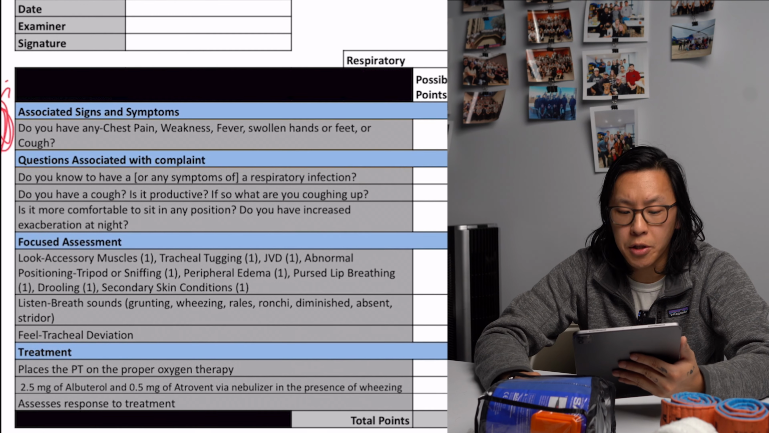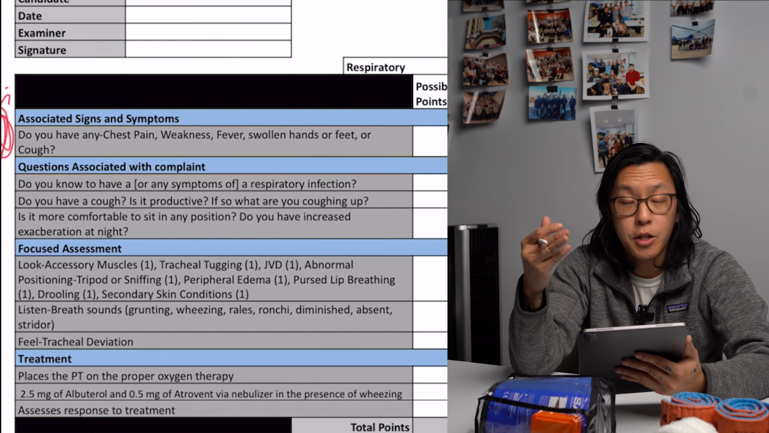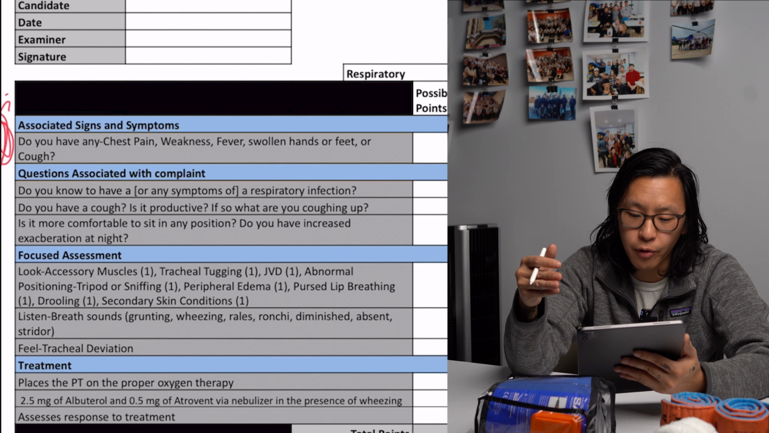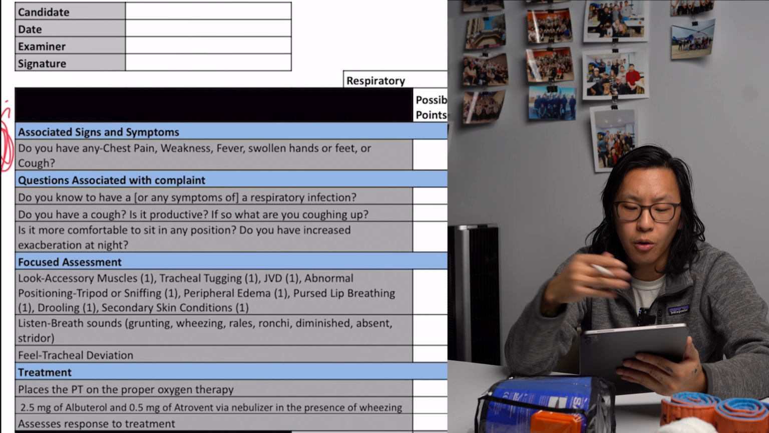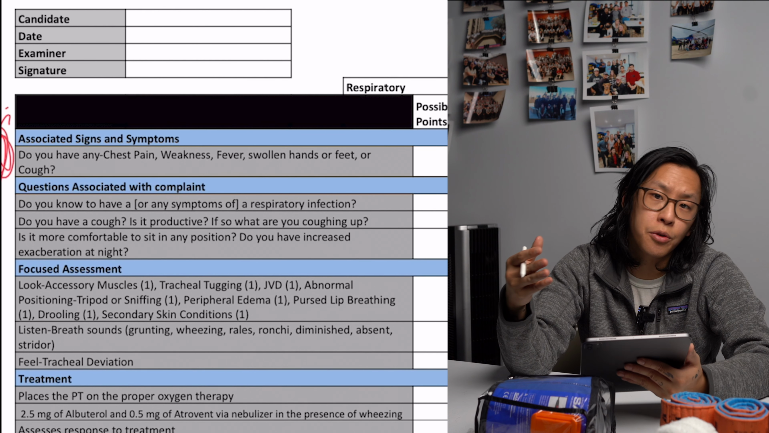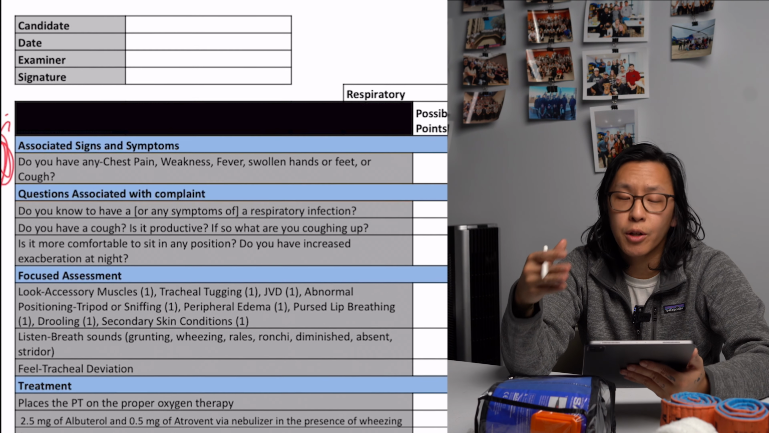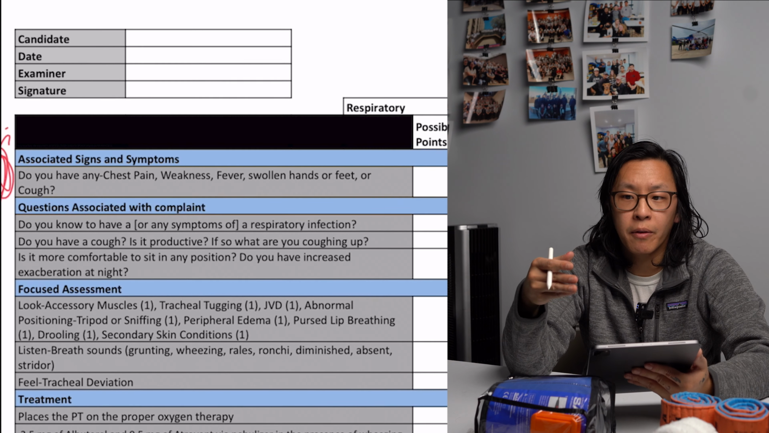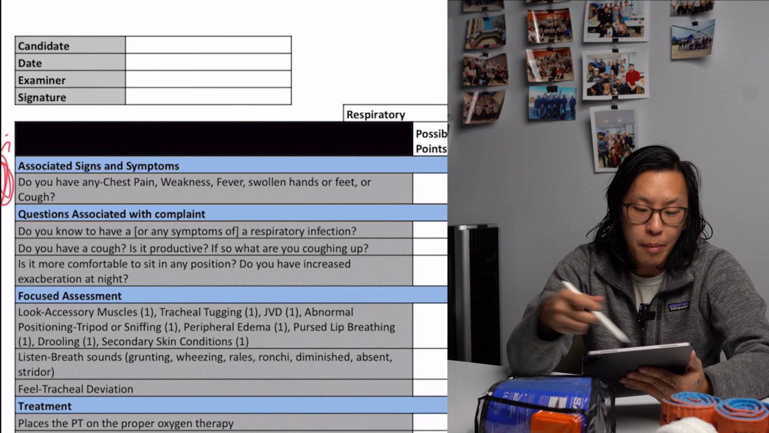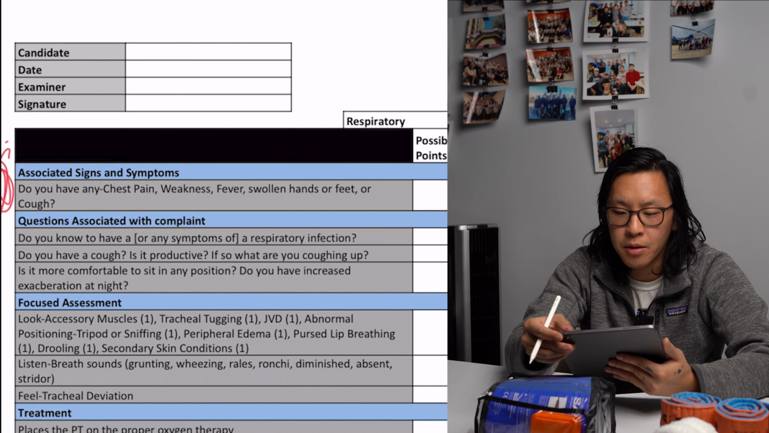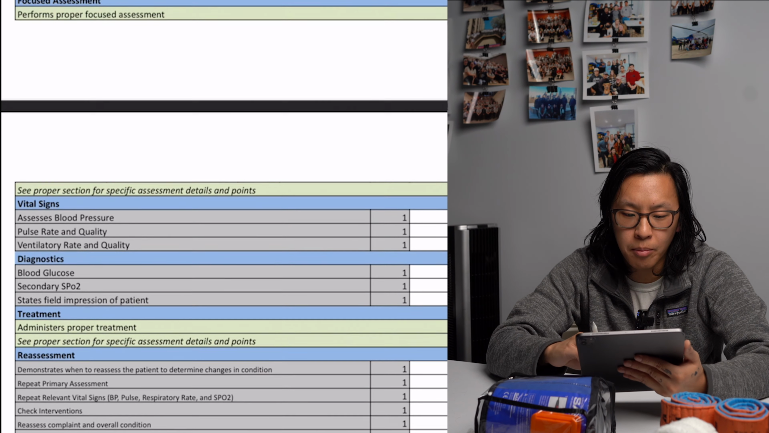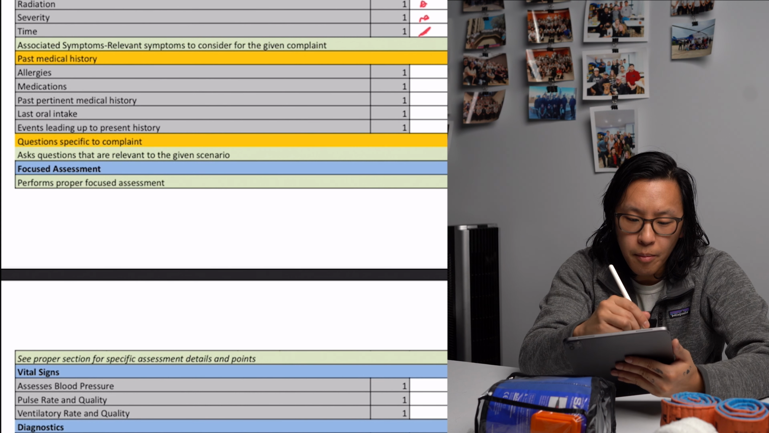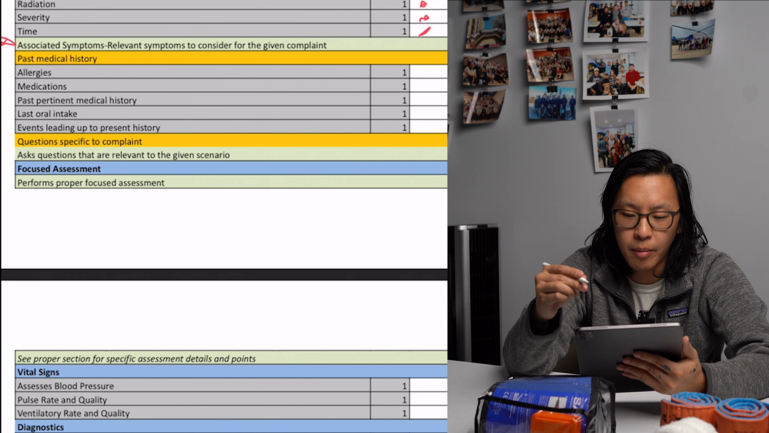So we would ask our patient, do you have any of the following? Chest pain, weakness, fever, swollen hands or feet, or cough. And these are diagnoses and conditions that are related to respiratory illnesses. If someone was short of breath, they might have some of these associated signs and symptoms, okay? So that's what we mean by plug and play back into here, okay? That's what we mean by that.